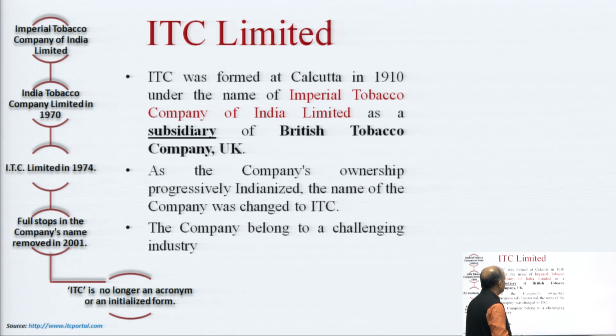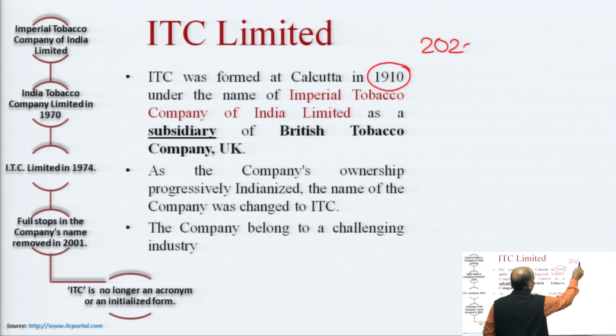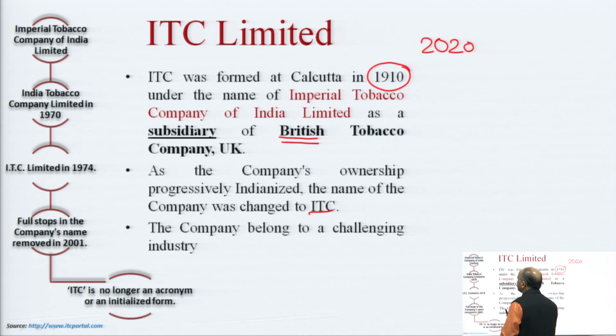ITC was formed at Calcutta in 1910. So we are in 2020, and it is a more than 100-year-old company, formed under the name of Imperial Tobacco Company of India Limited as a subsidiary of British Tobacco Company UK, because at that point of time we were under the rule of the British. So that company was initiated as a subsidiary of British Tobacco Company UK. As the company's ownership was progressively Indianized after independence, the name of the company was changed to ITC. So here is the journey of how the name changed.